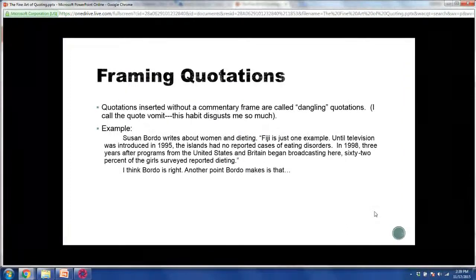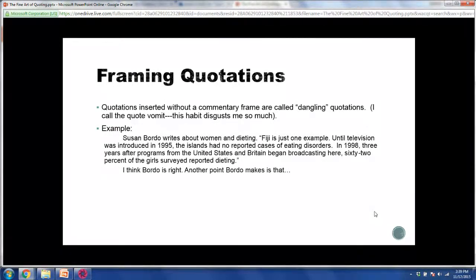Okay. Quotations that are inserted without a commentary frame are called dangling quotations. I, your teacher, call it quote vomit because this habit absolutely disgusts me so much. It drives me absolutely insane. So here's an example. Susan Bordeaux writes about women and dieting. Fiji is one example. Until television was introduced in 1995, the islands had no reported cases of eating disorders, blah, blah, blah, end quote.